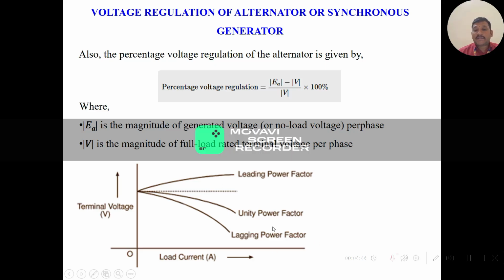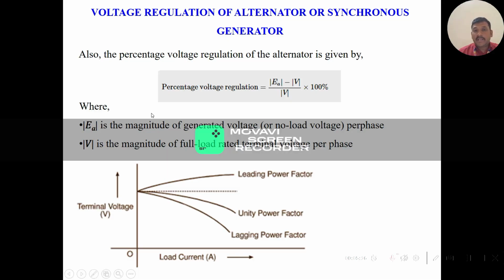And another one is the inductive load. When you connect the inductive load across the alternator terminals, it creates a demagnetizing effect within the alternator, and that leads to a huge voltage drop due to the demagnetizing effect. So that reduces the terminal voltage hugely. So there is a large difference between the rated voltage and the full load voltage of the alternator.